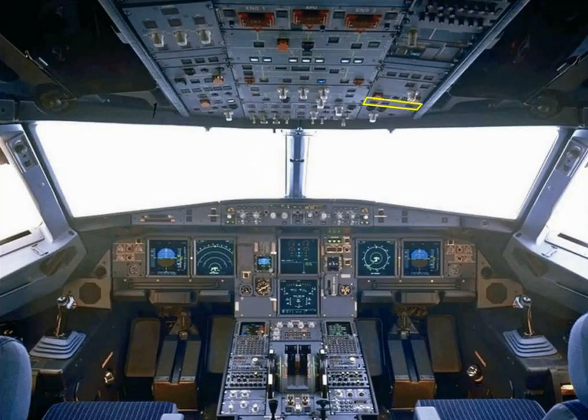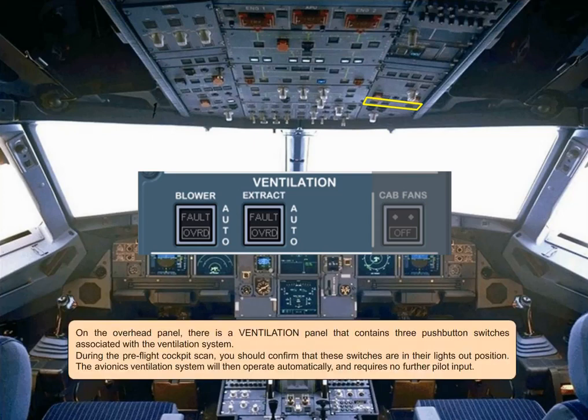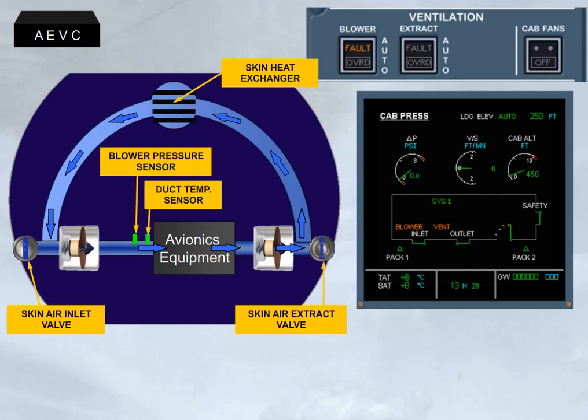On the overhead panel, there is a ventilation panel that contains three push-button switches associated with the ventilation system. During the pre-flight cockpit scan, you should confirm that these switches are in their lights out position. The avionics ventilation system will then operate automatically and requires no further pilot input. A fault light comes on on the related push-button switch in case of a blower flow problem or a duct overheat.